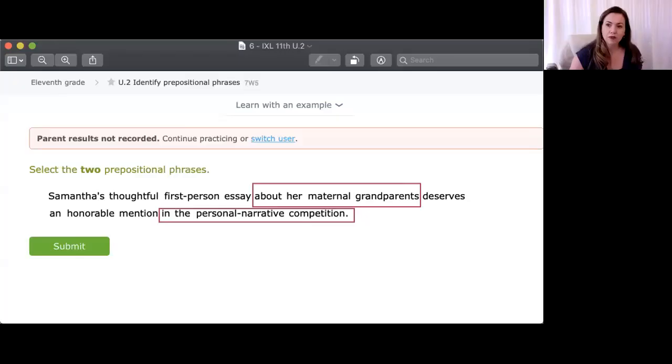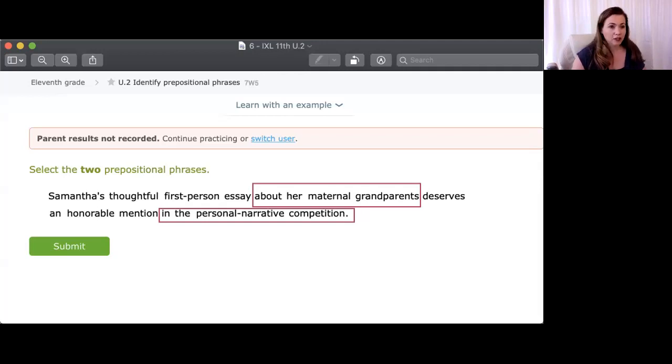So the next thing we'll be doing is working through some IXL examples, and then this lesson is done and you're ready to roll. Okay, so this first example that we're looking at comes from the 11th grade IXL U.2, identifying prepositional phrases. I want to point out that the directions, regardless of what grade level you're working in, are going to identify the number of prepositional phrases that you need to pick out. So that does make it quite a bit easier.